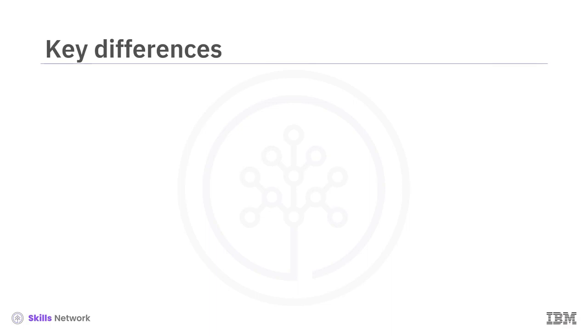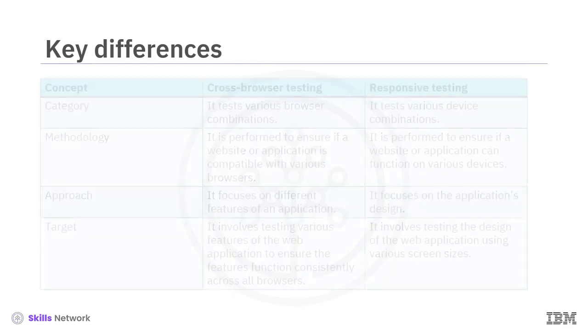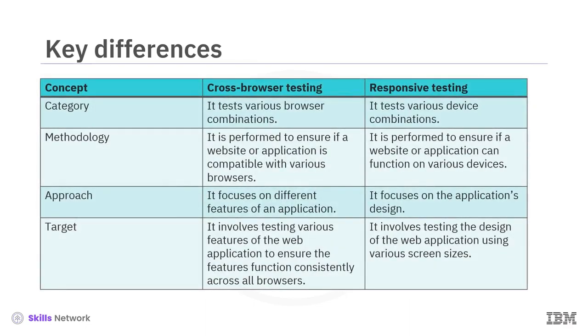Let's now understand the key differences between cross-browser testing and responsive testing. The following are the key distinctions. The first is category. Cross-browser testing tests various browser combinations, whereas responsive testing tests various device combinations. The second is methodology. Cross-browser testing ensures that a website or application is compatible with various browsers, whereas responsive testing ensures that a website or application can function on various devices.